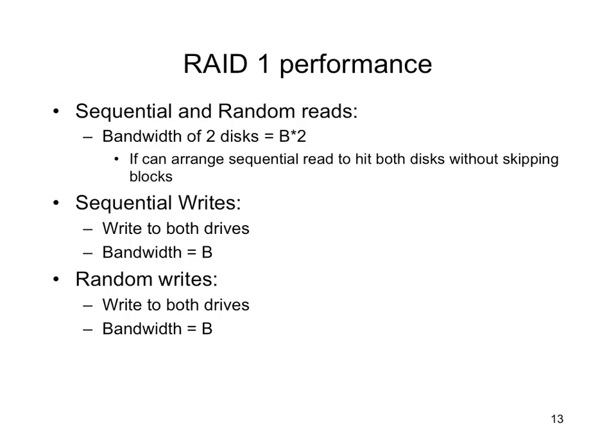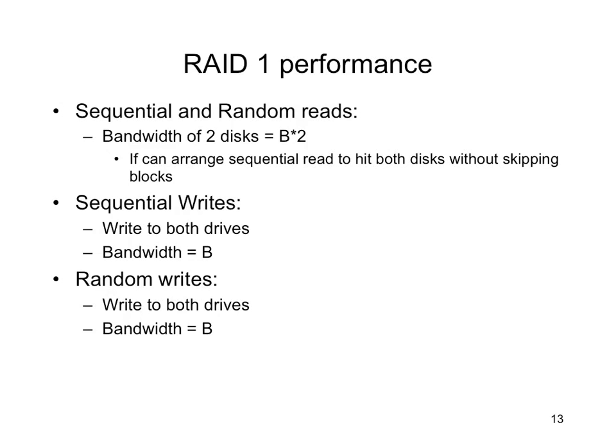For sequential writes, you have to write to both drives. So because you're writing twice the data to twice the drives, you still only get to write sort of the bandwidth amount of data at a time. So your bandwidth for writes is still B. We're not getting any benefit on making writes faster. For random writes, similarly, we have to write the data to both drives, and so the bandwidth is about B.